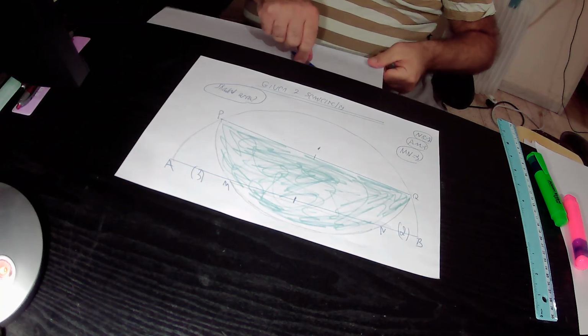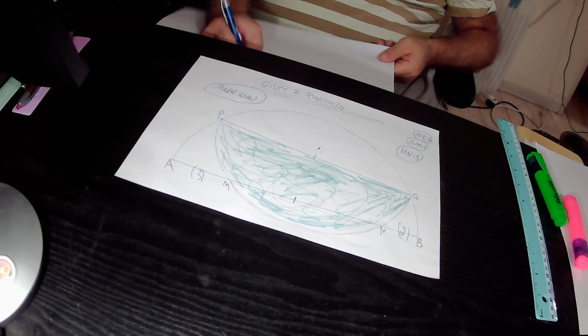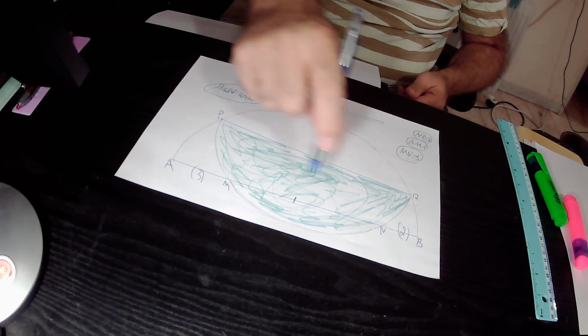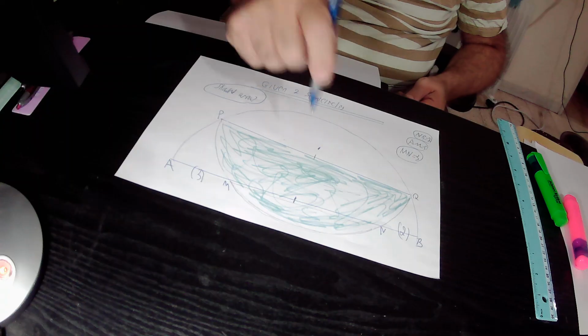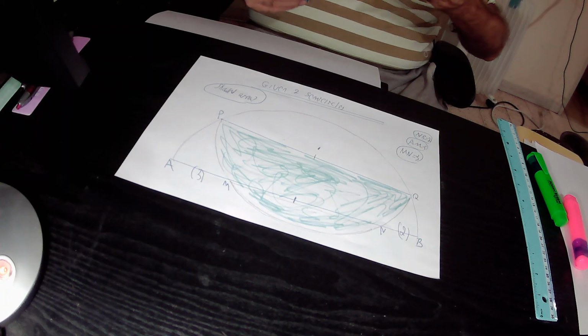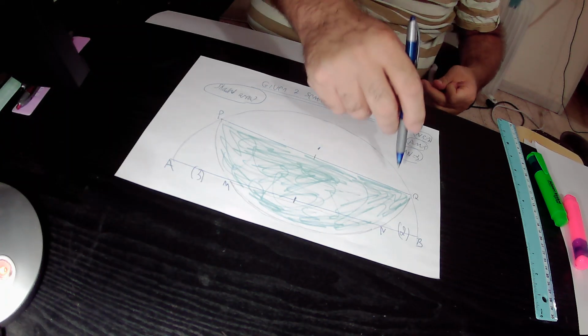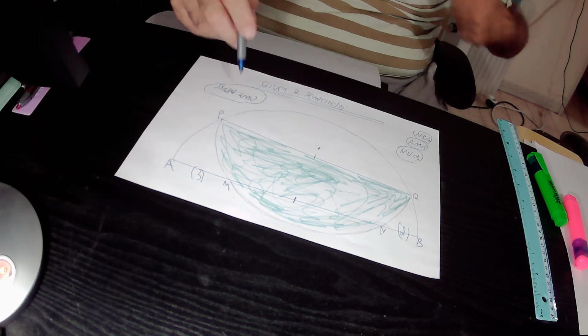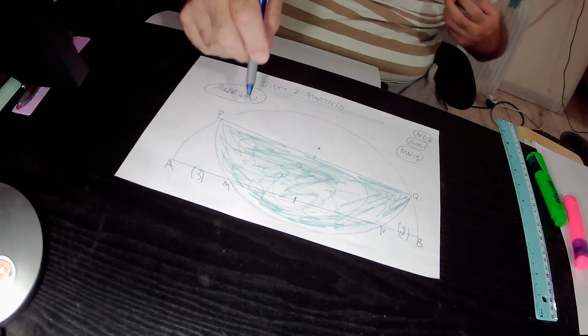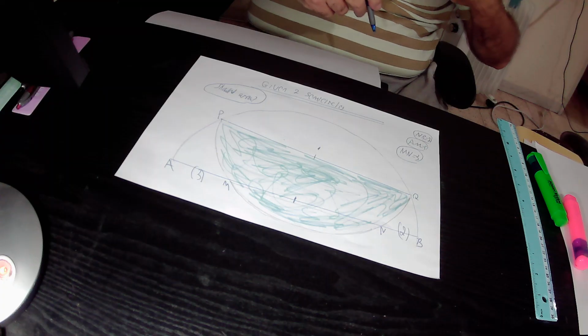In the second question, our task is to find out the size of this shaded region. The shaded region is this small semicircle. So we have to find out the area of this small semicircle, that is the shaded region.